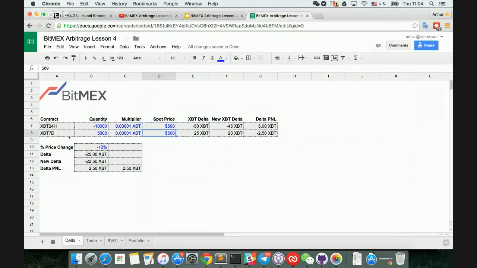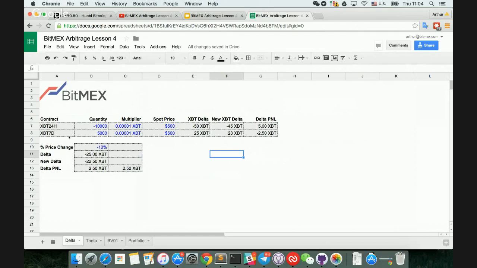Very important here: you always use the spot price to compute your delta, because you don't want to mix your delta risk metric, which is purely dependent on the movement in price, with other things that affect the futures price, such as time decay and interest rates. So you want to get a pure measure of your absolute risk as it pertains to the change in price. So here we have an initial delta of short 50 Bitcoin of the daily and long 25 Bitcoin of the weekly. And here we see our net delta, which is we are short 25 Bitcoin.